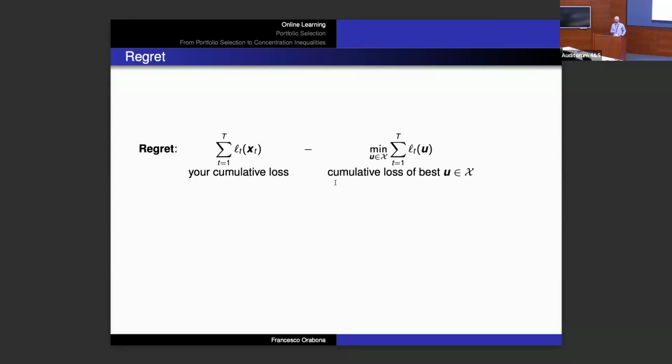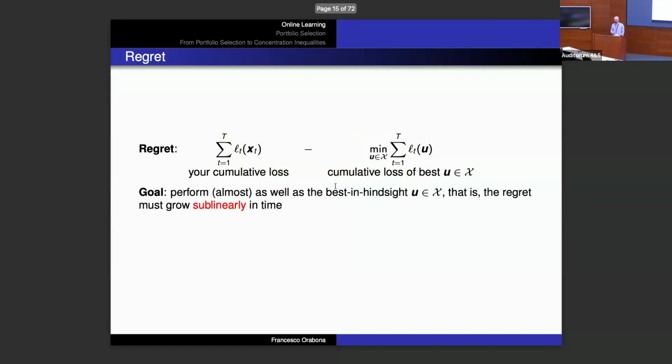If things are easy, of course, you want to be as good as the best in the set. Now, in online learning, we say that an algorithm is good, that it has no regret. By the way, we call this difference regret, when this difference is sublinear over time. Why do we care about this? Because it basically means that on average, the regret is going to 0. So this means that on average, your cumulative loss is approaching the cumulative loss of the best in the set.